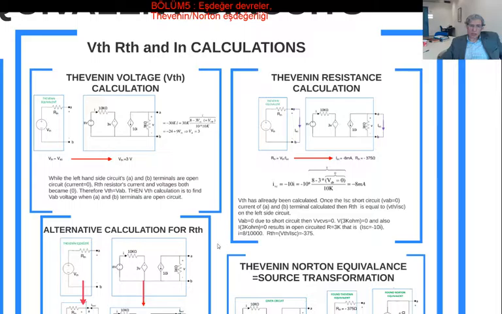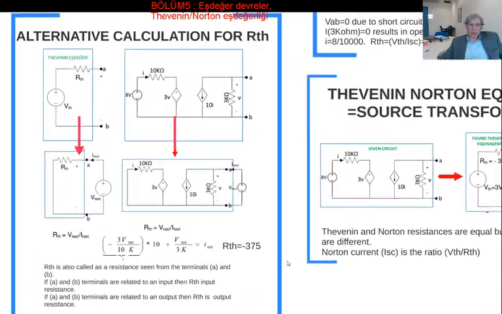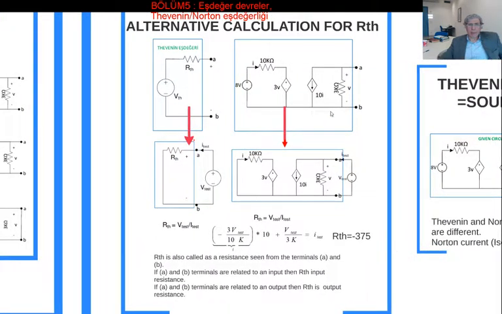We said there is another alternative to this calculation, which is this. Let's see this alternative now. This is our Thevenin equivalent circuit. We have calculated RTH by using a method. Now this is the new method. New method, what we are saying is this.